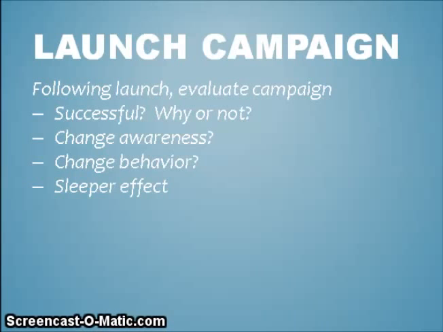What we want to do is see if it was successful, and if it was, why was it successful? If it wasn't, why wasn't it successful? Did it change people's awareness? Did it change their behavior? Do we think it's going to change their behavior down the road? Does it have a sleeper effect working with it? These are all questions we need to be asking because it can be useful for us as we're creating healthcare campaigns in the future.